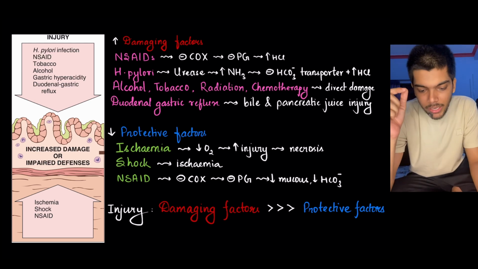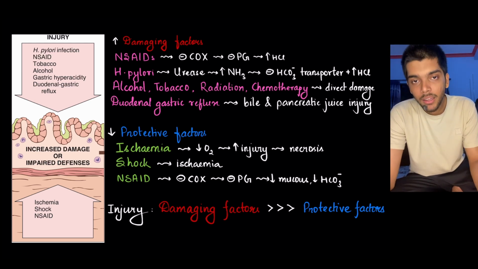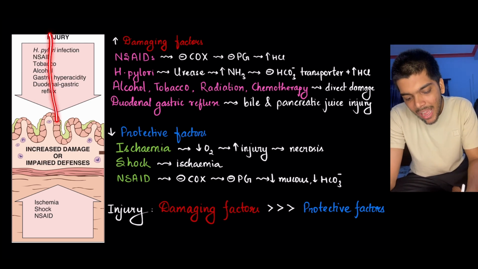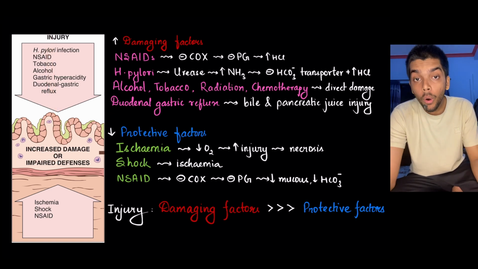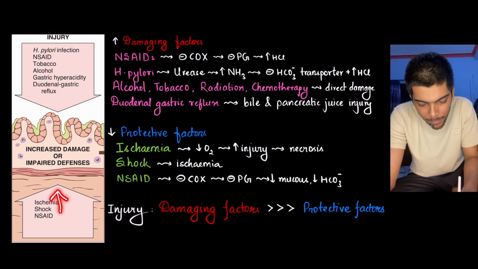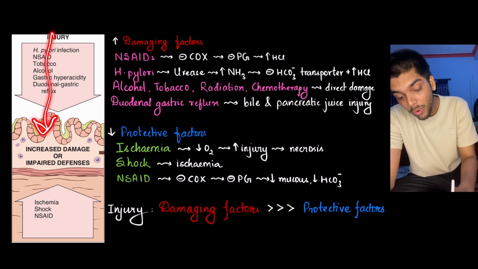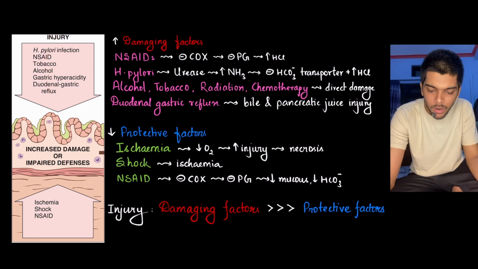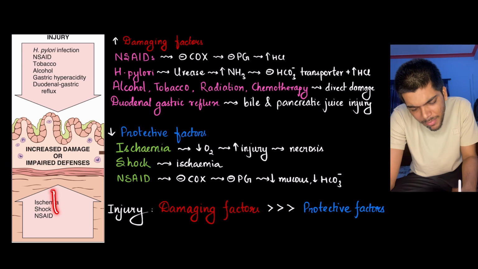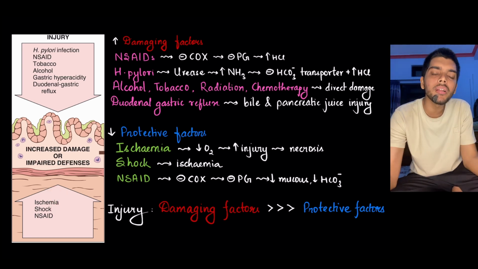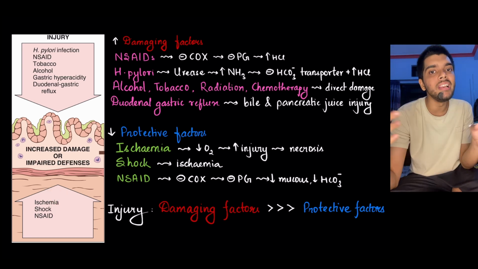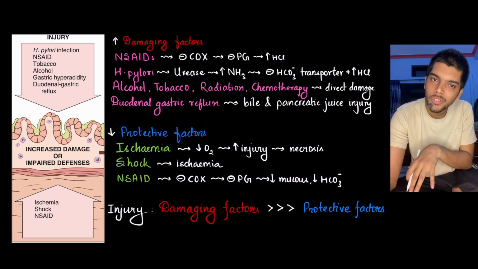Injury. In injury, either there is an increase in damaging factors or there's a decrease or impairment of protective factors. Damaging factors can be more, and they will damage the wall of the stomach. Or protective factors can be impaired, so they can't protect the wall of the stomach, eventually leading to damage of the wall of the stomach.